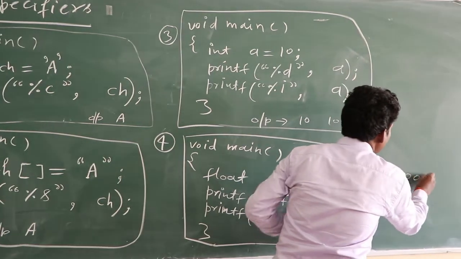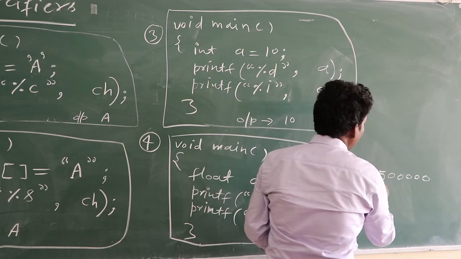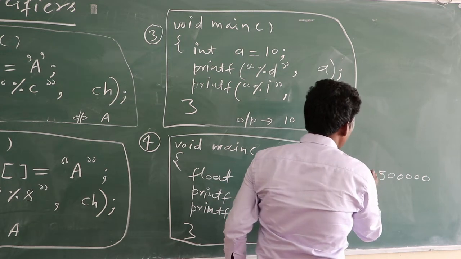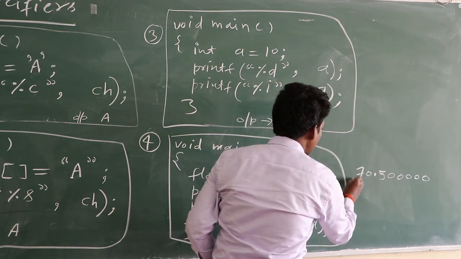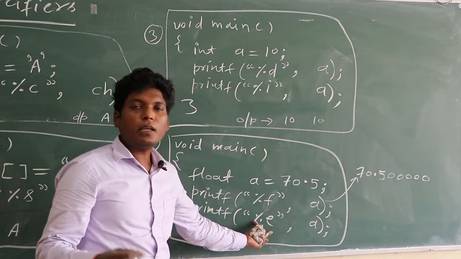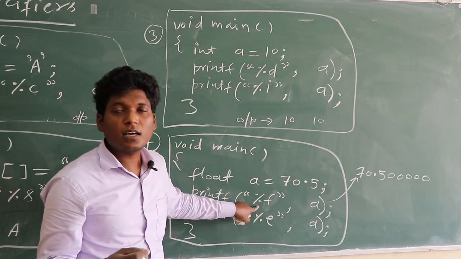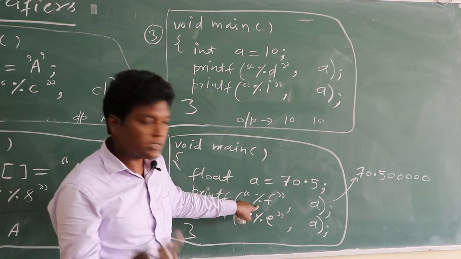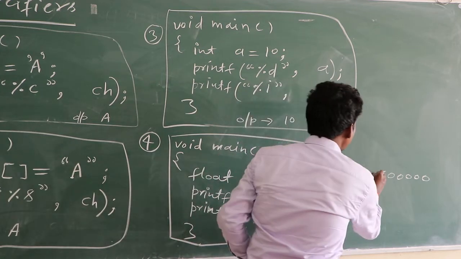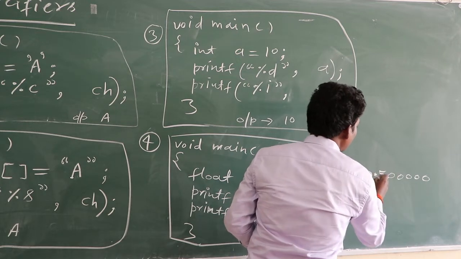Here output will be 70.5, 1, 2, 3, 4, 5. After decimal, there are 6 places. This is the output for this printf. %e basically prints the real number in exponential form, and %f prints the real number in fractional form. So this %f prints a in fractional form, that is 70.5000. After decimal there are 6 places.